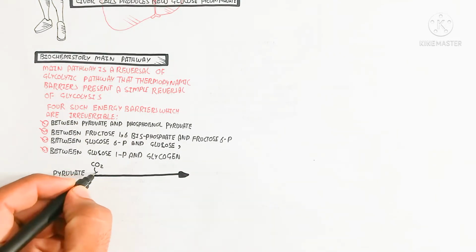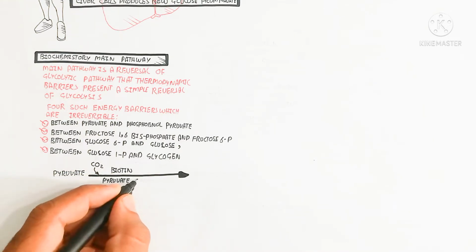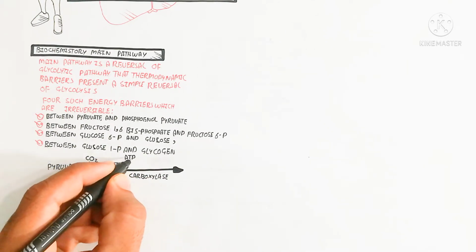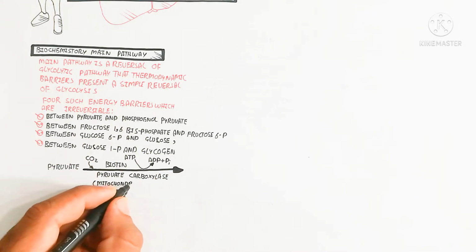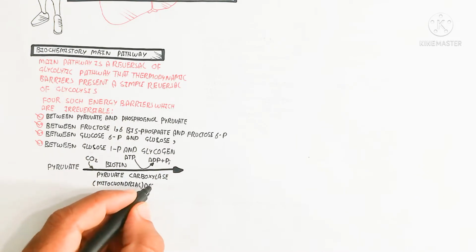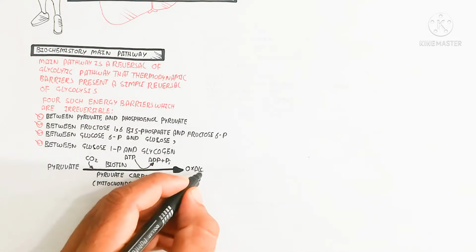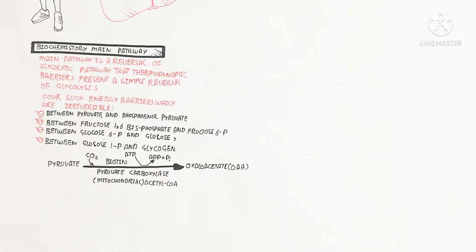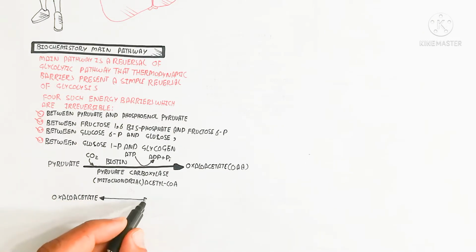So how is it possible? Basically, pyruvate is converted through carboxylation. This is the pyruvate carboxylase enzyme in the presence of biotin, using energy. All these steps use energy to form oxaloacetate. The conversion from fructose 1,6-bisphosphate to fructose 6-phosphate also requires energy, as you can see.